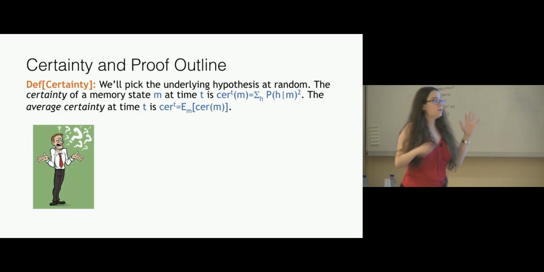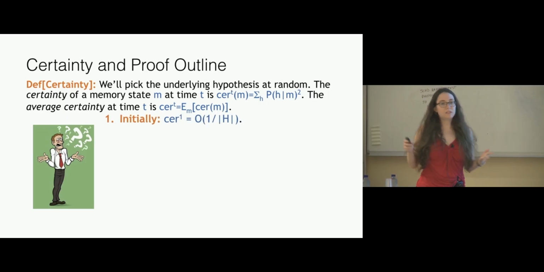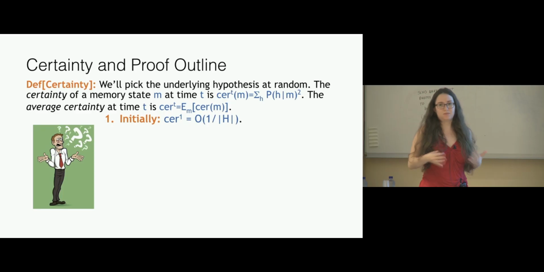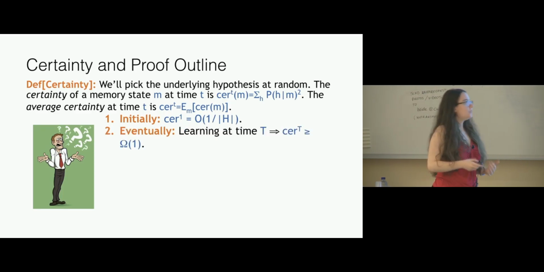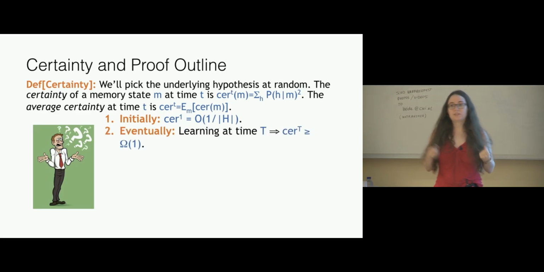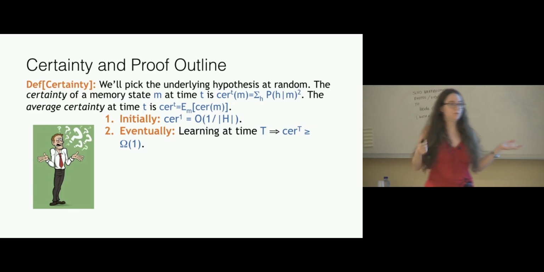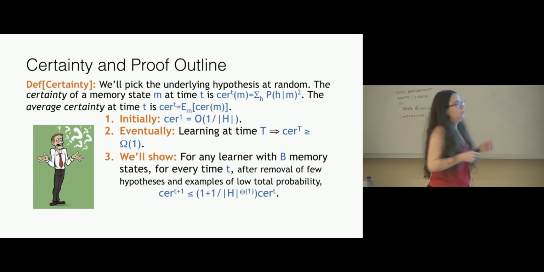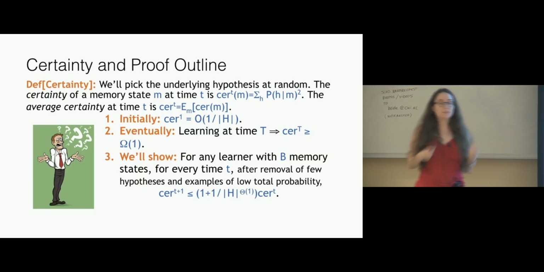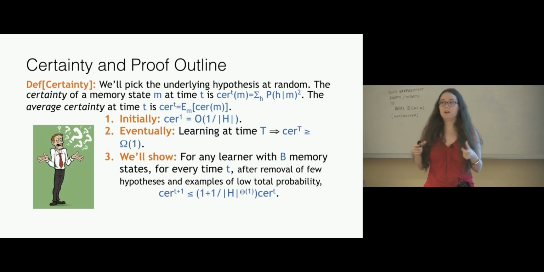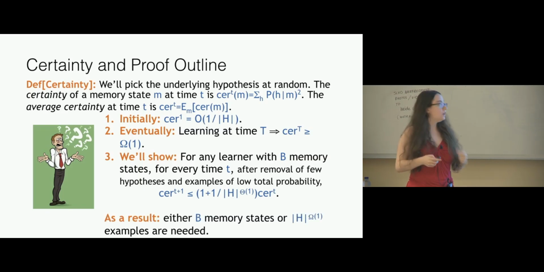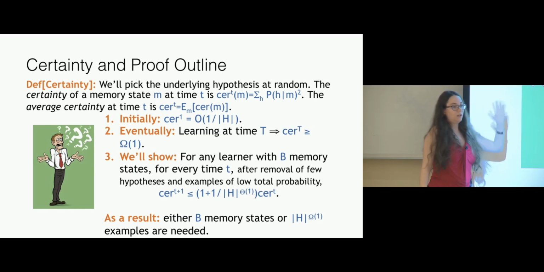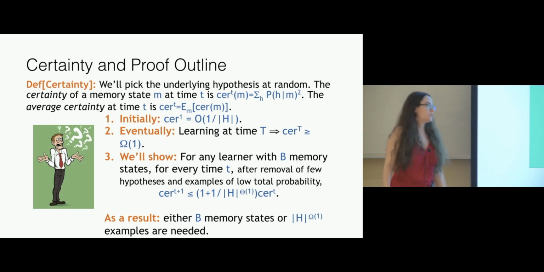Okay, so now the outline of the proof. At the beginning, the algorithm doesn't know anything, so the certainty is very small. At the end, after the algorithm learned, the certainty must be very high, some constant. What we will prove is that if the memory is bounded, the certainty cannot increase by much at each step. This immediately means that we must use many examples if the algorithm is bounded.